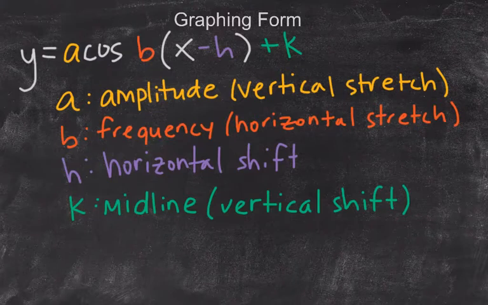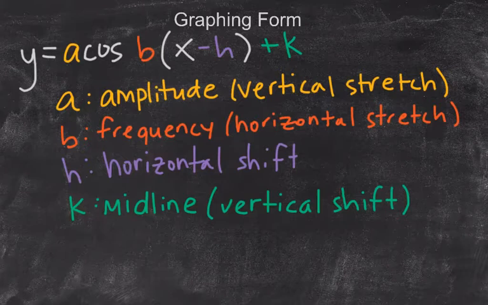Okay, so in yellow we've got that amplitude, the vertical stretch factor. B is our frequency, the horizontal stretch factor. H in purple is our horizontal shift. Notice in graphing form that says minus H.